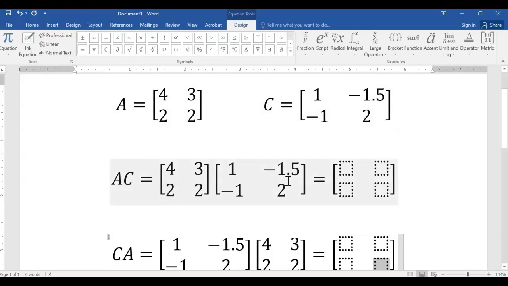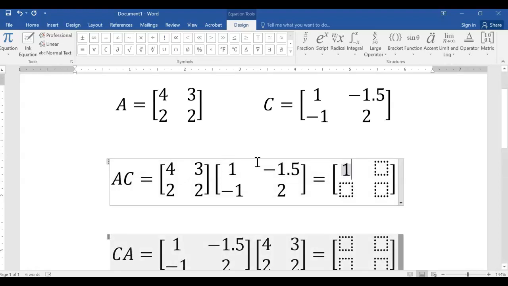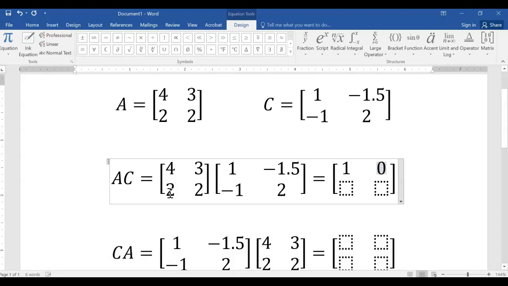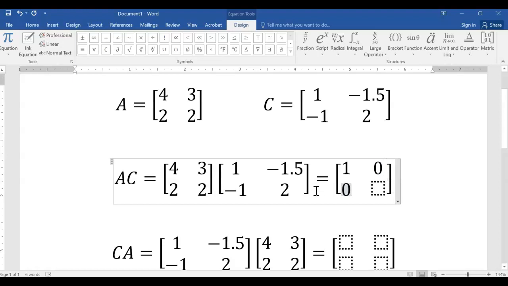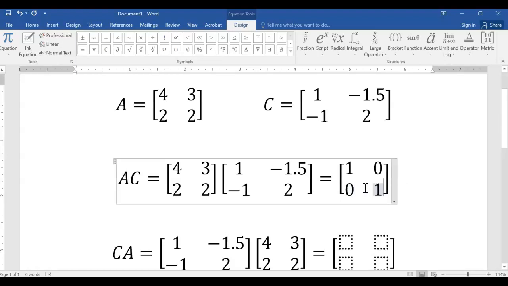So our new A times C, 4 times 1 plus 3 times negative 1, that gives me a 1. 4 times negative 1.5, that's going to give me a negative 6, plus 3 times 2, that's going to give me a positive 6. So negative 6 plus positive 6 is 0. And then 2 minus 2 gives me another 0. And then lastly, 2 times negative 1.5 is negative 3, plus 2 times 2 is 4. So negative 3 plus 4 gives me a 1. So yes, I do get the identity when I take A times C.